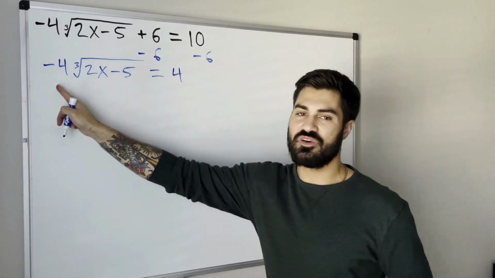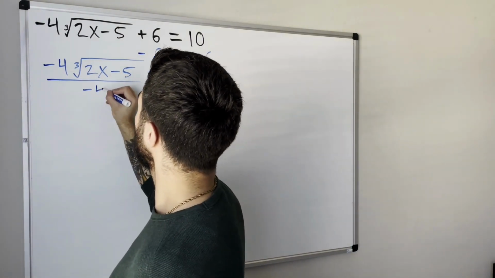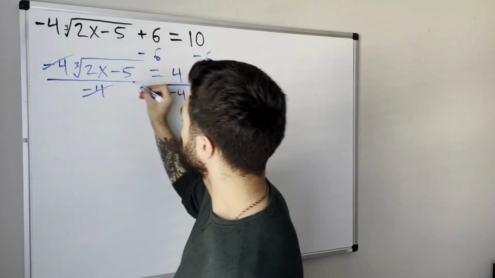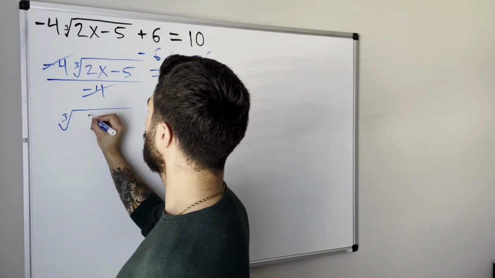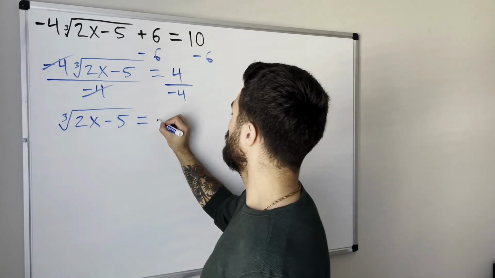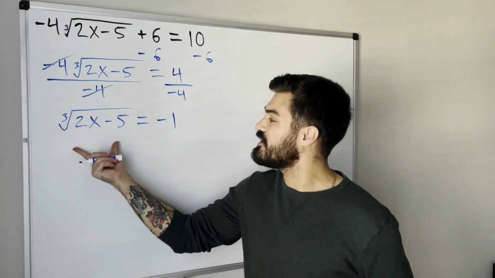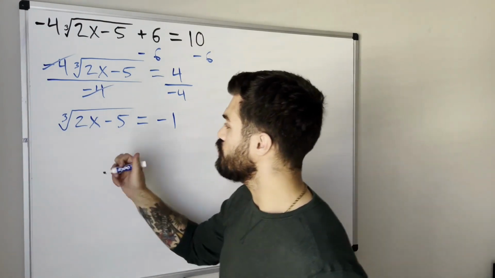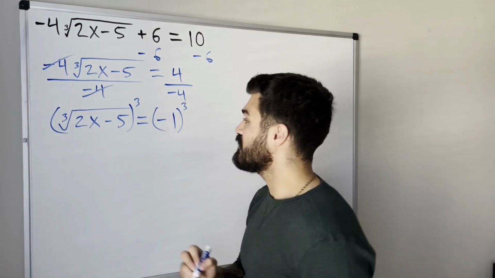Now all we have to do is divide both sides of the equation by negative 4. That's going to get rid of this negative 4 out in front. And what we're going to be left with is just that radical expression, which is exactly what we want. We have cube root of 2x minus 5 equals 4 divided by negative 4, which is negative 1. Now that we have this radical expression isolated, we can get rid of that radical. And since it is a cube root, what we're going to do is cube both sides of this equation. Cube the left and the right hand side.